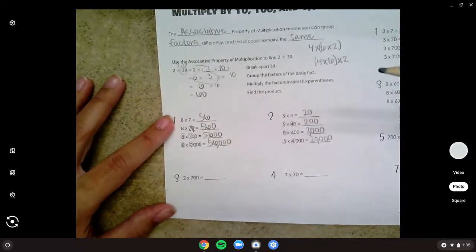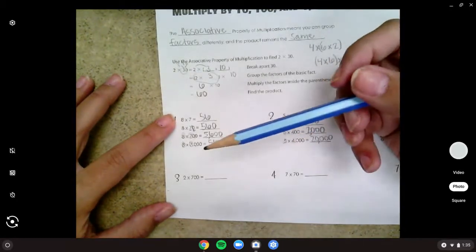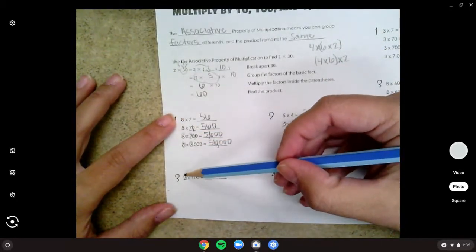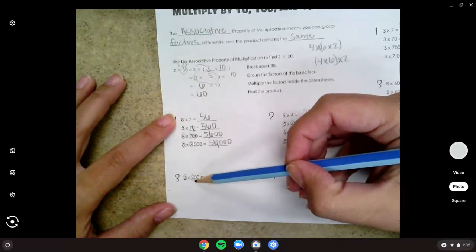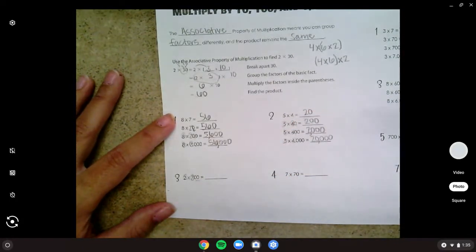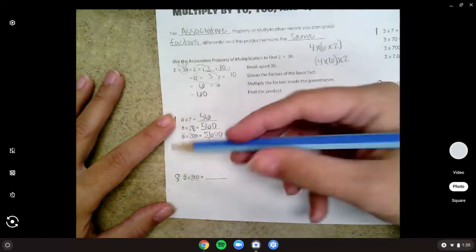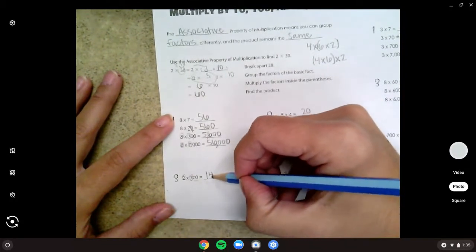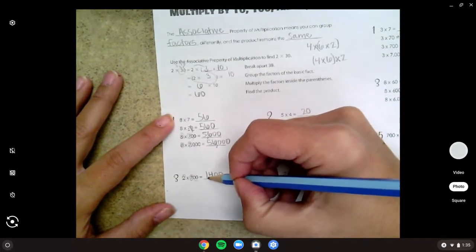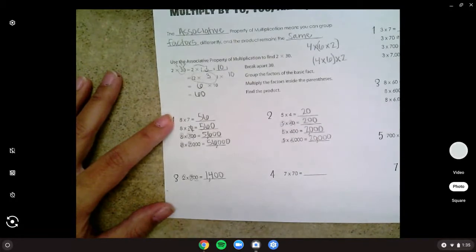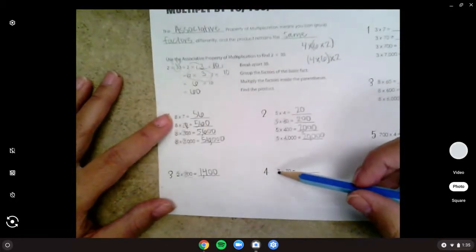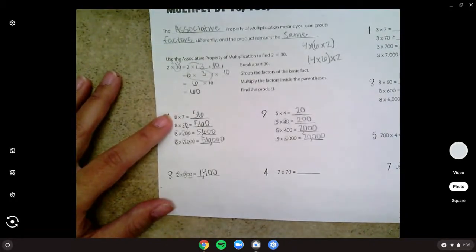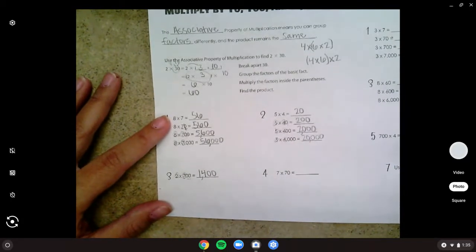So I'm looking through my numbers, and I see a mini math fact of 2 times 7, because these both have zeros. So I can do 2 times 7 is 14 and add in 2 zeros. So you try 7 times 70. And unpause the video when you're ready to see that answer.